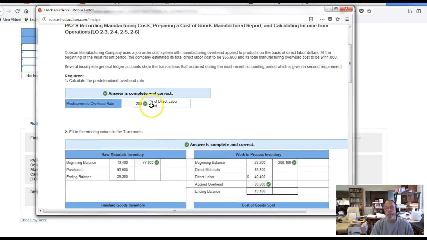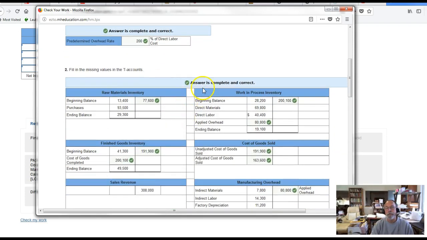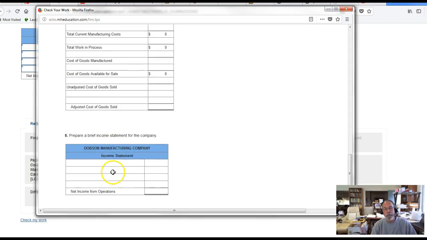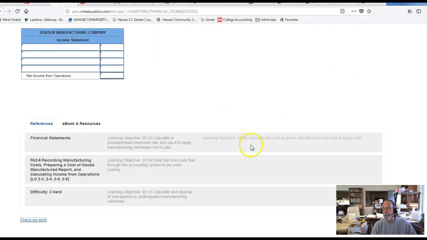And we should see that, okay, number one is correct and complete. Number two is all complete and correct. And number three is also complete and correct. And so what's left here would be the statements for requirement 4 and 5. And so with that, I'm going to shut it down here. I need to get a couple of things done. And I'll come back to this as soon as I'm able to finish up this problem.